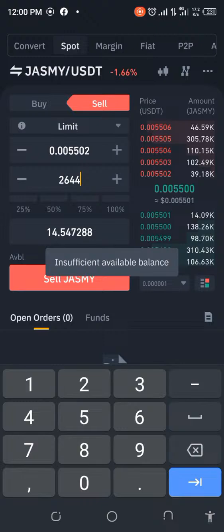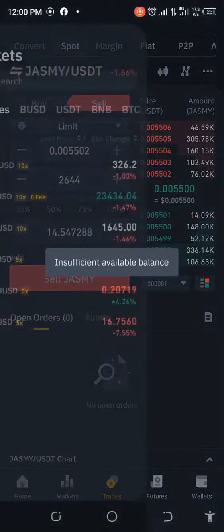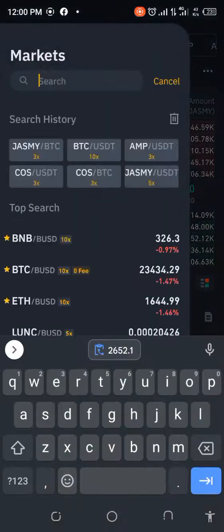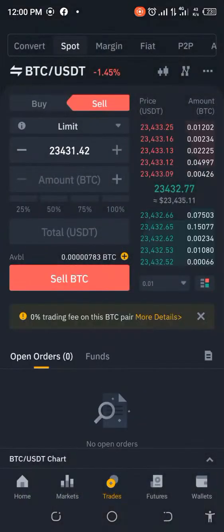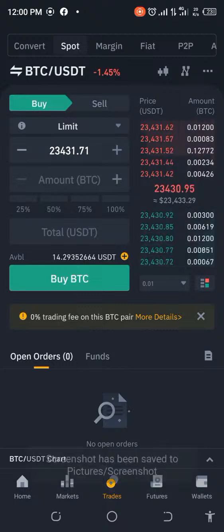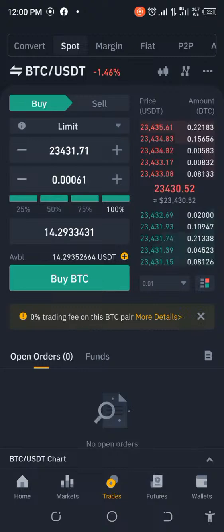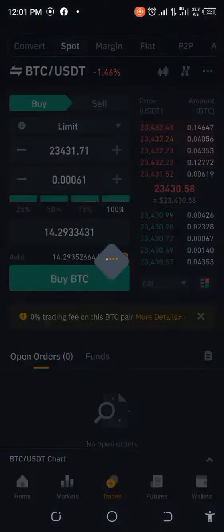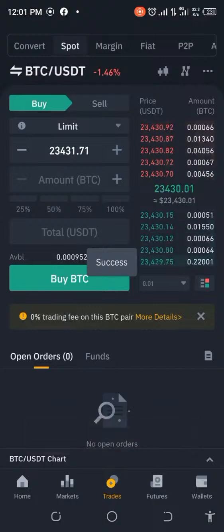First things first, everything we're doing is by limit. Don't forget that. We're going to be doing all of these by limit. So currently I'm going to buy BTC by limit, and most times this executes practically immediately. Let me try that out. We're going to check and we're going to buy BTC. Success. It has been executed right away.